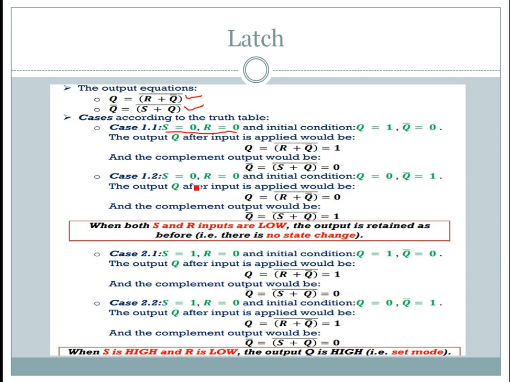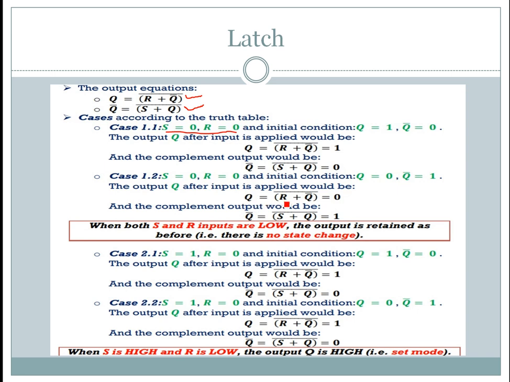And for the same input S equal to 0, R equal to 0, I am considering initial conditions. Initial conditions can be anything, right? So here I consider Q equal to 1 and Q bar equal to 0. Now I consider Q equal to 0 and Q bar equal to 1. Let's see for this initial condition what will be the next state for the given input.